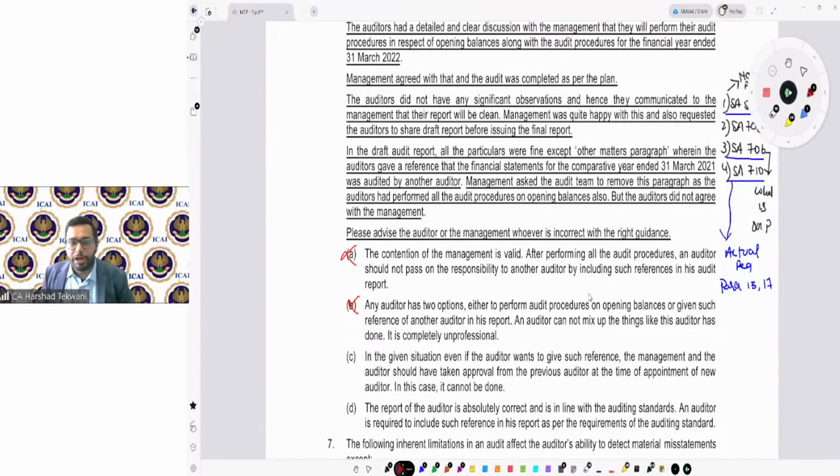In the given situation, if the auditor wants to give such a reference, the management and the auditor should have taken approval from the previous auditor at the time of appointment of the new auditor. In this case, it cannot be done. Again, this is incorrect. So by default, the third option, that the auditor is absolutely correct, because this is required as per the SA and required to be included, which is option D. So option D is correct. But why is it correct? Because you have the requirement enumerated in SA 710. I hope I'm clear. Any doubt?